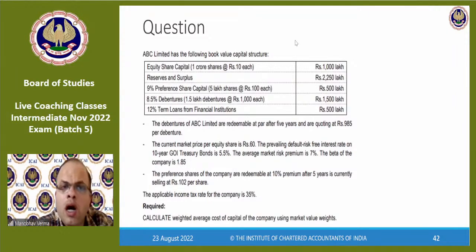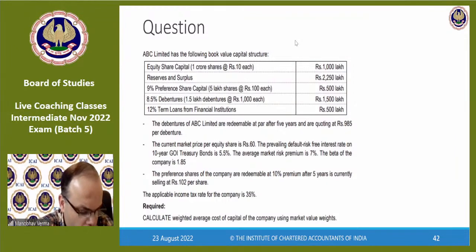Yeah. So guys, let's target this last question here. ABC Limited has the following book value capital structure: equity share capital, reserves and surplus, preference shares, 8.5% debentures. Mind you, in the bracket, they are talking about the number of instruments also: 1 crore shares, 5 lakh shares of preference, 1.5 lakh debentures, 12% term loans. And they gave a lot of information here. Debentures of ABC are redeemable at par after 5 years and are quoting at 985 per debenture. Current market price per equity share is 60.